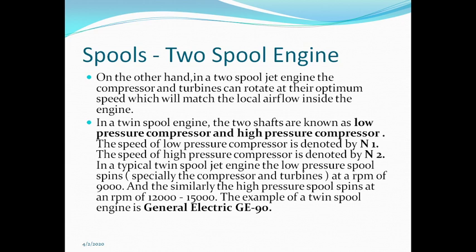And the other design is the two spool engine. As the name says, it will have two spools. That means it has two shafts. One rotates with some speed, and the other one rotates with a different speed. That's more useful for more effective running of the individual components. So there we call them the low pressure and the high pressure, and generally we discuss it in the class also. The majority of the GE engines are two spool engines.